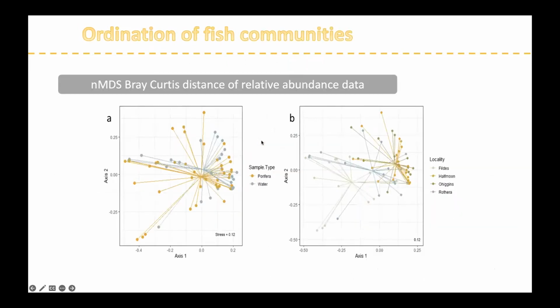However, if we look at the ordination of the fish community based on relative abundance data, in the MDS plot, we can see that there is no significant difference between the water and sponge samples in the left plot, while some differences were found between the different localities. For this reason, to study the fish community, we grouped both sponge and water samples and treated them as one.